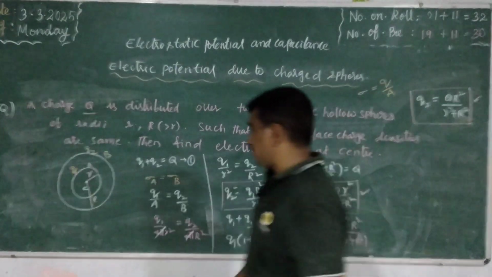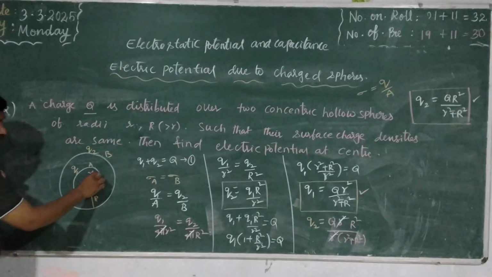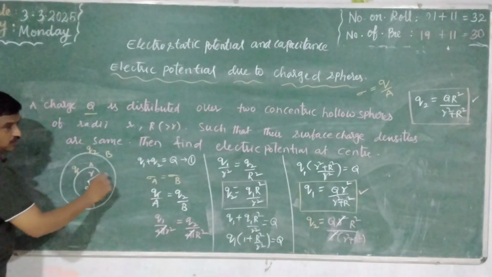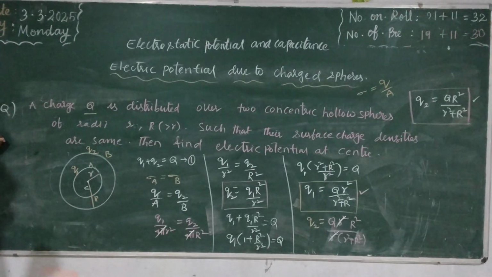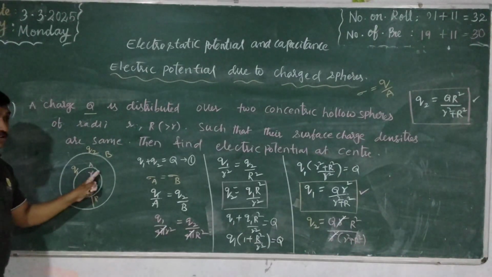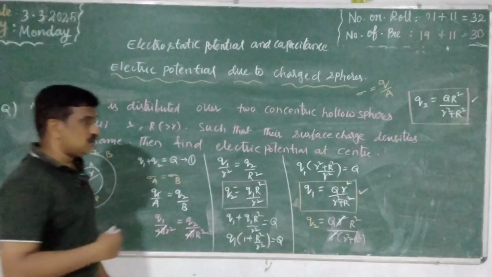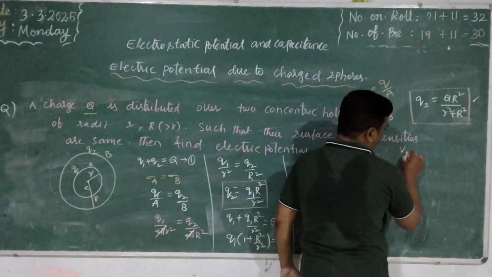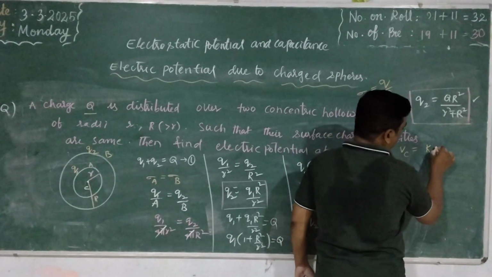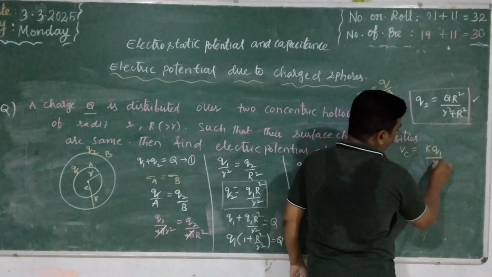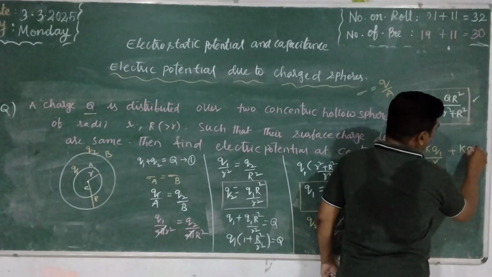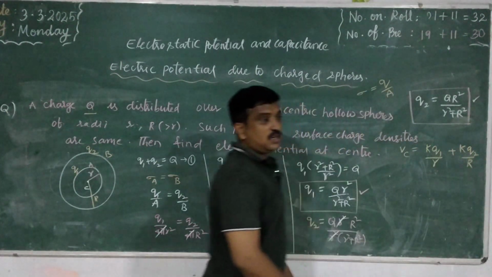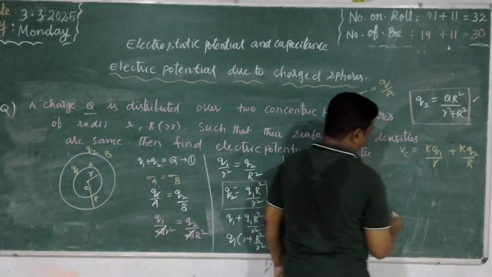Now, what is the potential at the center? From the center to the surface, the potential is the same. Why? Because for hollow conducting, or non-conducting solid, or conducting spheres, from center to surface the potential remains constant. So for the first sphere, the potential at the center is k q1 by small r, and for the second sphere k q2 by capital R. This is the potential at the center of the concentric hollow spheres. We can write the q1 value and q2 value here.